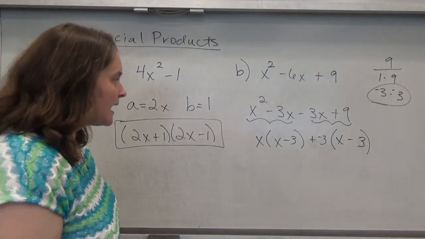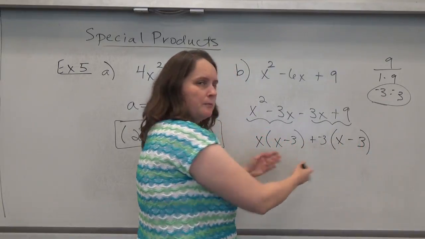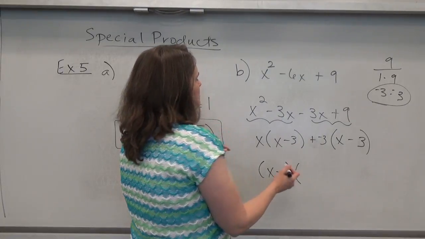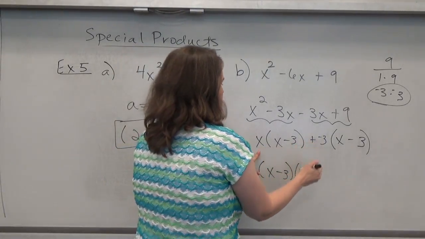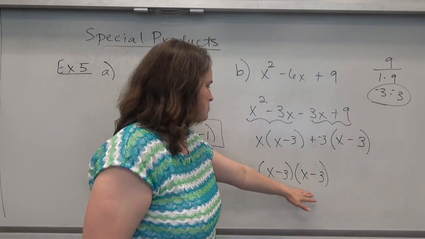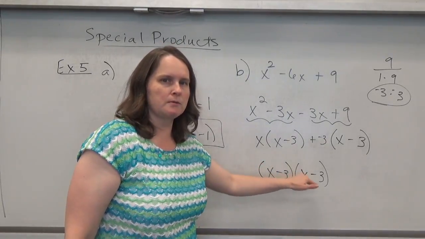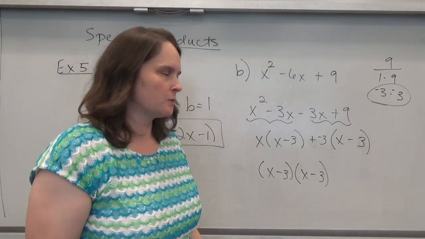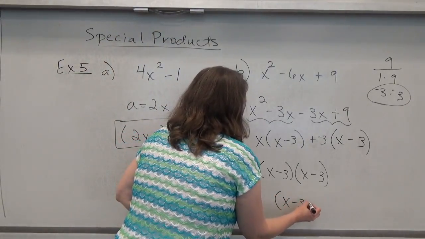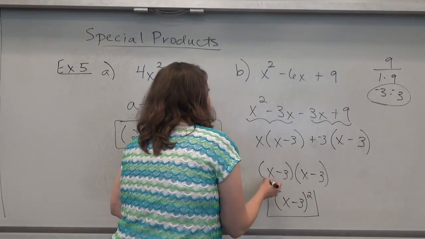Now we have a common factor of x minus 3. So this x minus 3 inside parentheses we're going to pull to the front as our common factor. And we're also left with another x minus 3. All right, and that's what we mean by perfect square trinomial. We should be getting the same factor multiplied by itself. That's what makes the perfect square. So you can write this as x minus 3 quantity squared for your answer.